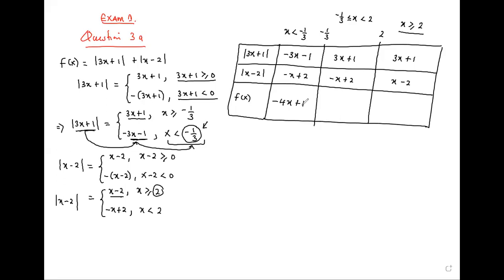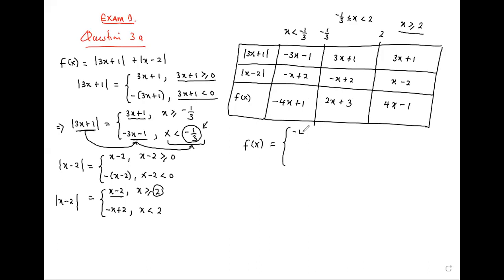The second one, 3x plus negative x, we'll get 2x. Then 1 plus 2, we get 3. 3x plus x, we get 4x. 1 minus 2, we get minus 1. So we're saying f of x is actually defined as a piecewise function now without the modulus.